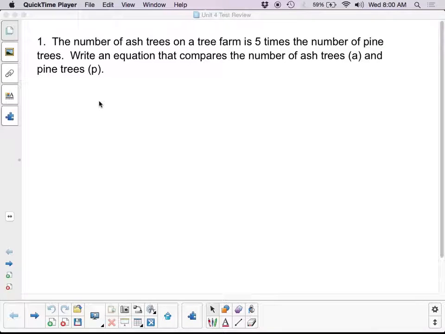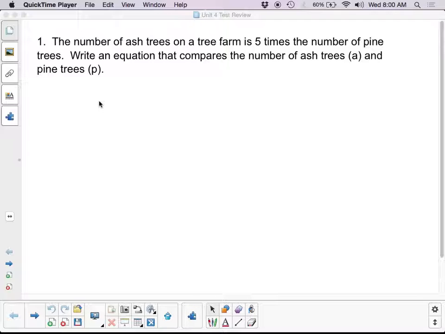All right, we're going to take a minute to review for the Unit 4 math test. We're using the assessment out of the student activity workbook. We're going to look at the first 4 problems in this lesson.